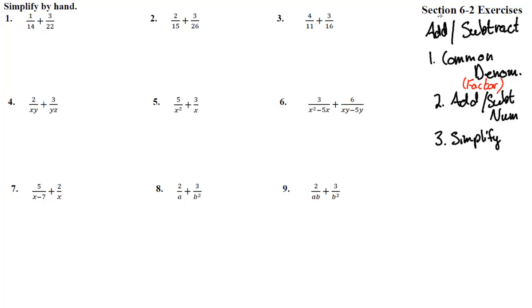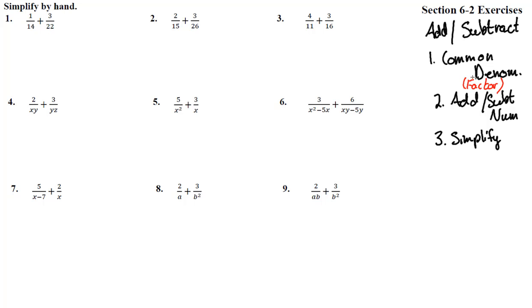Here we are in section 6-2, exercises 1 through 9 and the solutions to those. We're going to be adding and subtracting fractions, so we've got to remember the 3 steps of that. First of all is to get a common denominator, and we do that by making sure we can factor those denominators to see inside of them, to see what they're made of.